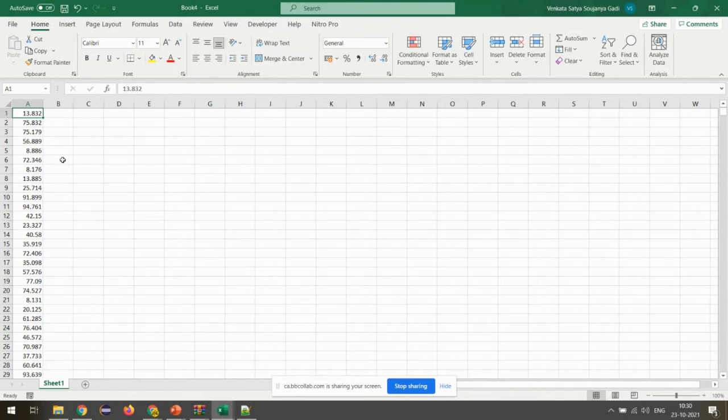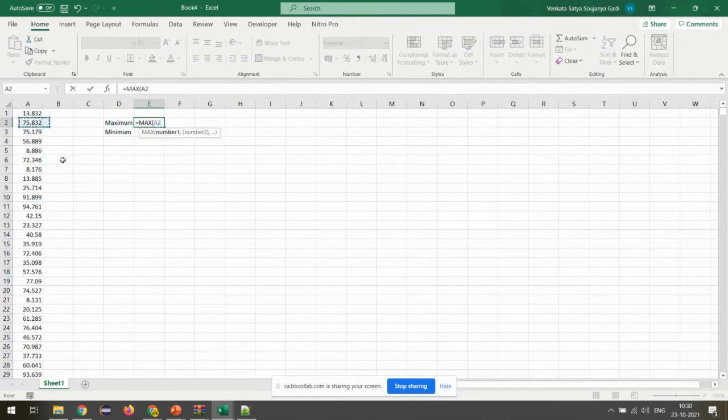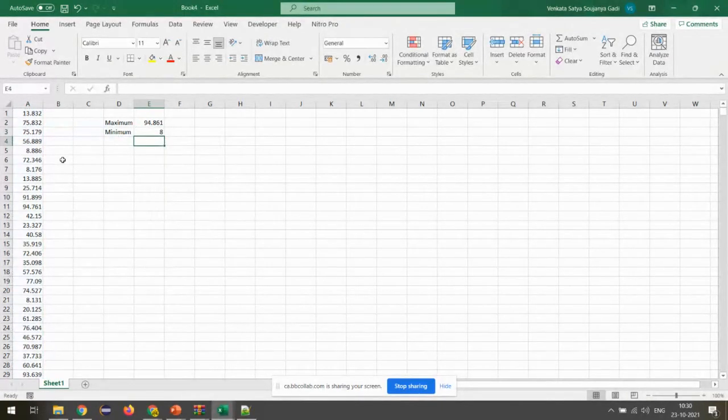I have some random data. What I'm going to do is I want to group them. To group them, here I don't know what is the maximum and minimum. Let me find the maximum and minimum. So maximum, minimum are, use Excel formulas, max, min. So we already know we generated numbers between 8 to 95. So that's what it's reflecting here.